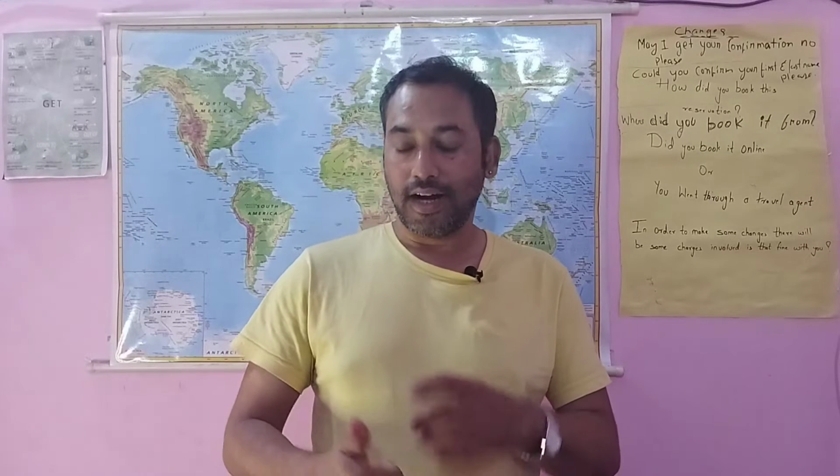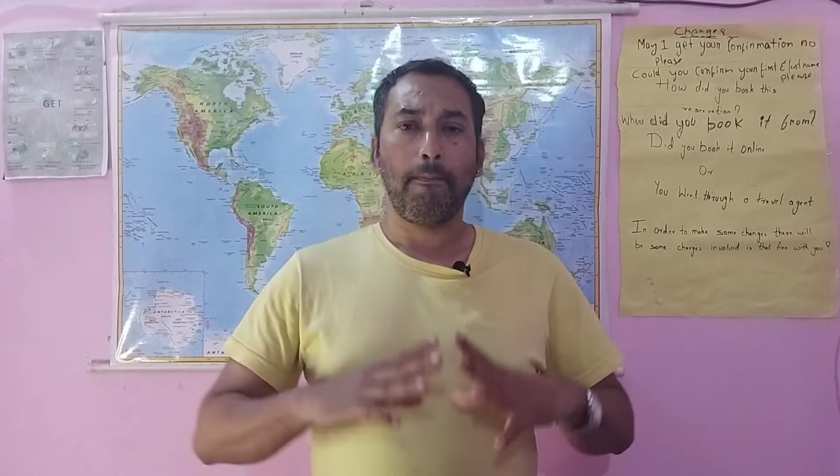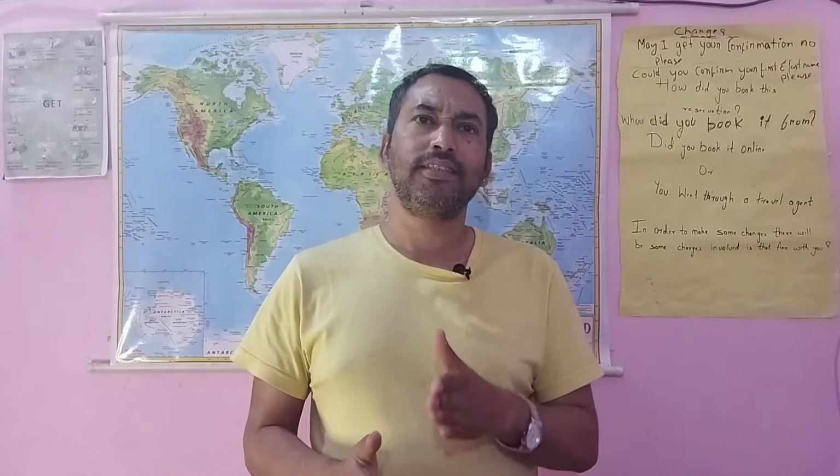Before I start to talk about past perfect tense, I would like to tell you that we need to remember our friends as well, as they are very important. So our friends are I, we, you, he, she, it, this, that, these, those, and they. And their friends are am, do, have, are, do, have, is, does, and has. Right? So past perfect tense is used to talk about something that happened before past continuous or past simple.